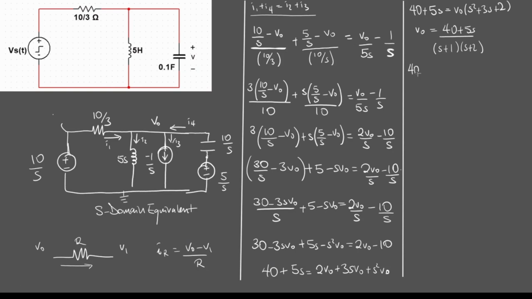Okay, so you have 40 plus 5s all over s plus 1, s plus 2, and that's going to be a over s plus 1 plus b over s plus 2. Multiply both sides by this denominator. You're going to have 40 plus 5s equals a into s plus 2 plus b into s plus 1.